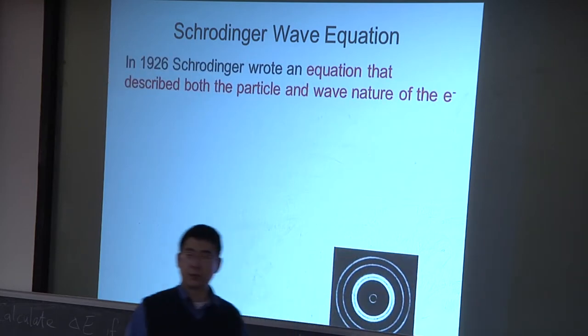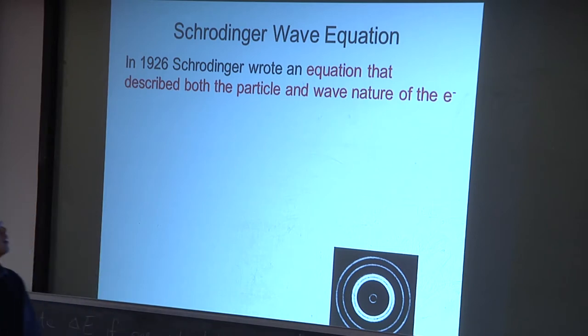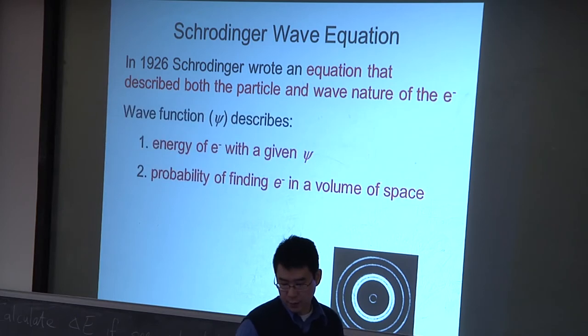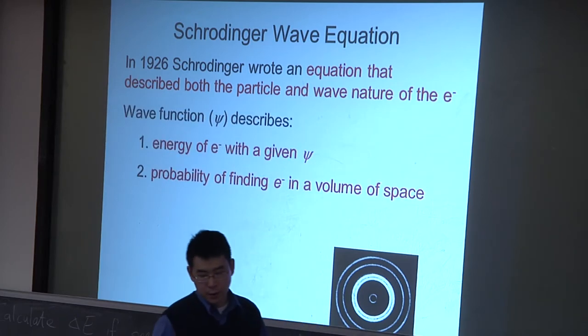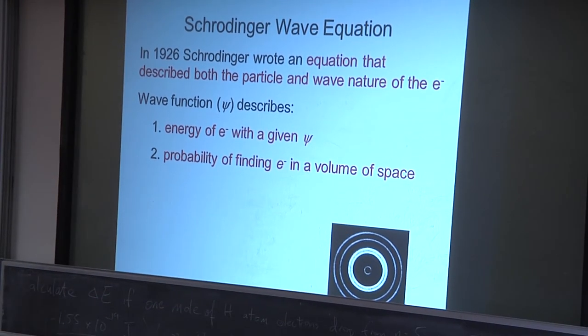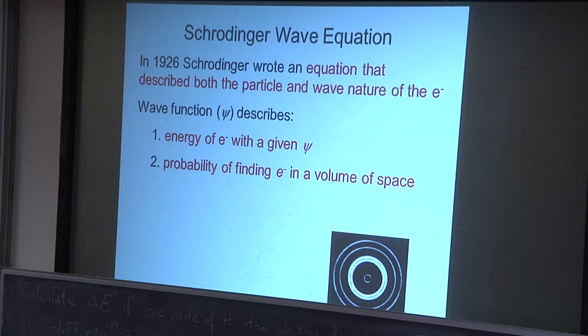So 1926, so this is a couple years after de Broglie, right? Schrodinger wrote an equation that described both the particle and wave nature of the electron. And that involves an entity called a wave function. Now, the wave function is a mathematical function that describes the energy of anything, in this case, the energy of an electron, and the probability of finding that electron within a volume of space.